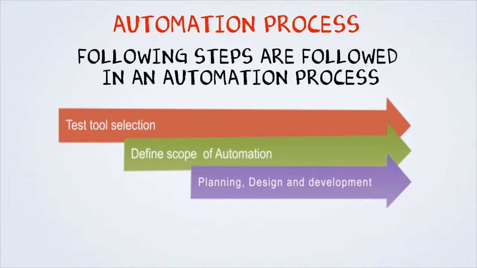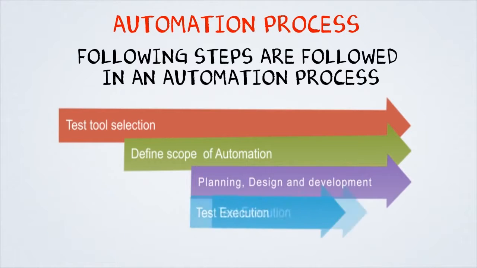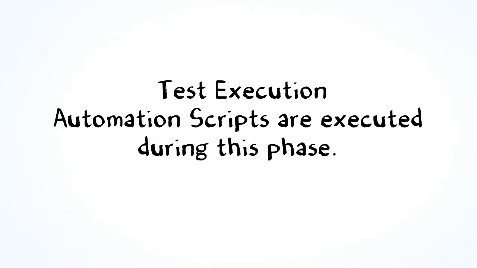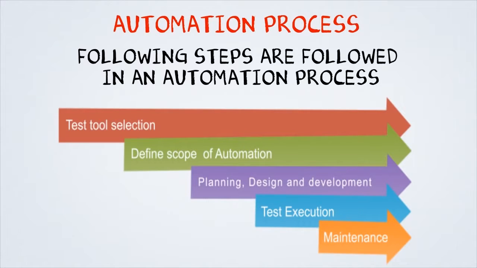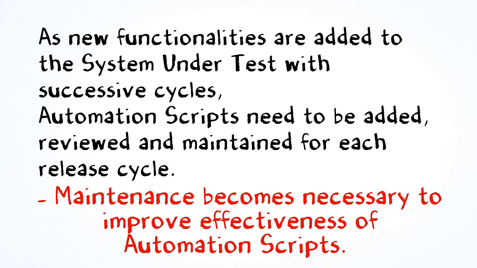Planning, design, and development. During this phase, you create the automation strategy and plan. Test execution. Automation scripts are executed during this phase. Maintenance. As new functionalities are added to the system under test with successive cycles, automation scripts need to be added, reviewed, and maintained for each release cycle. Maintenance becomes necessary to improve the effectiveness of automation scripts.